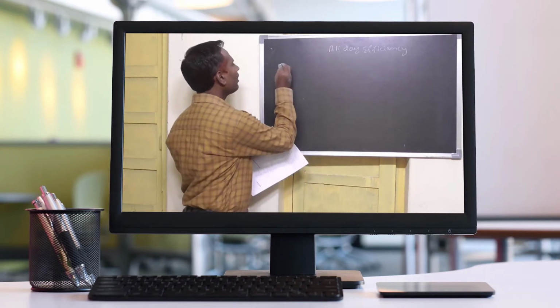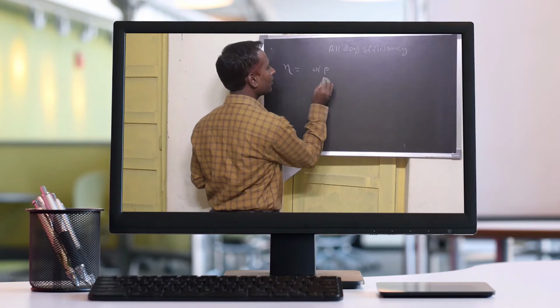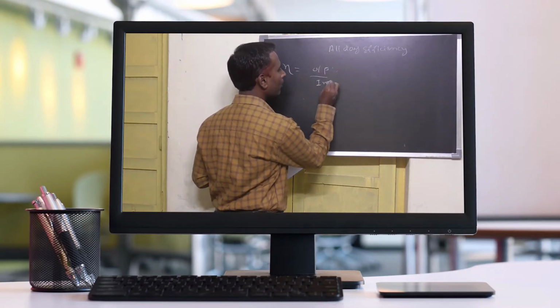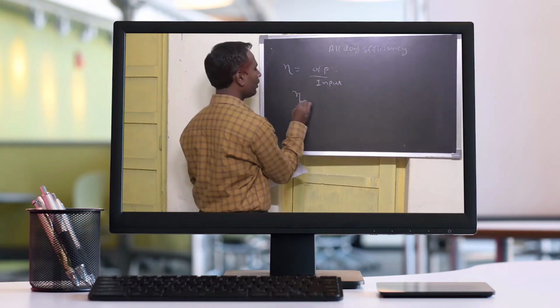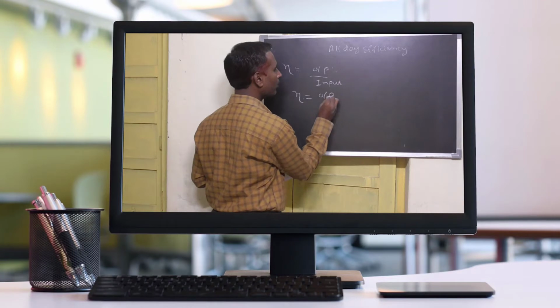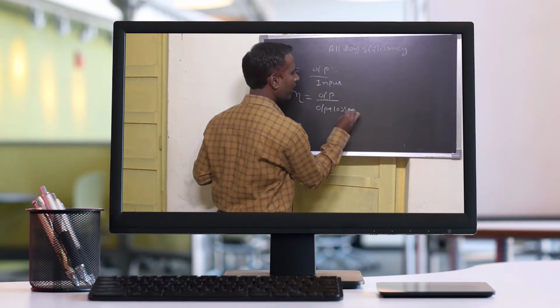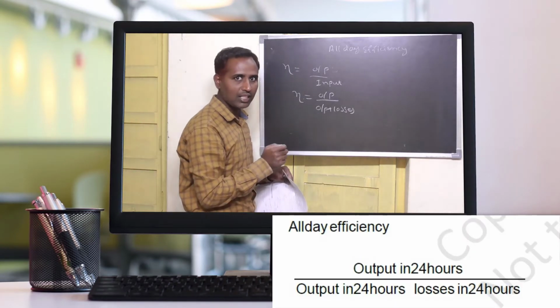We know that efficiency means output in kilowatt divided by input. This is a general formula. So for a transformer, efficiency means output divided by output plus losses. This is the formula to find the efficiency of a transformer.